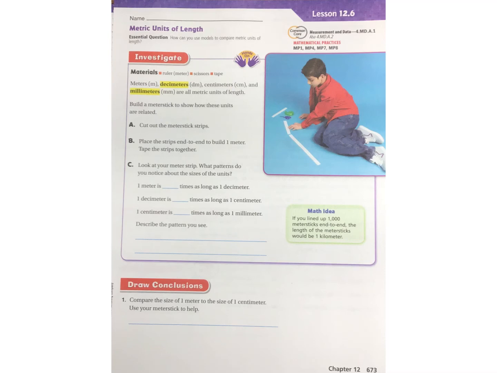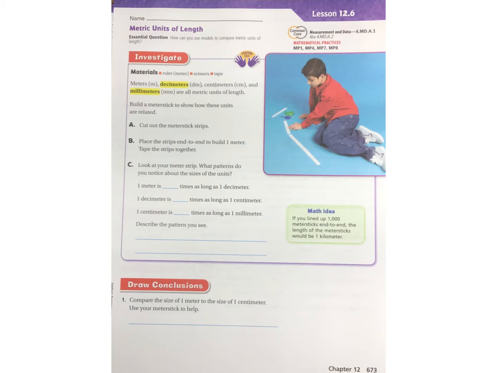This lesson is 12.6 in Go Math. Let's read the title. Ready? Go. Metric units of length. Okay, essential question: How can you use models to compare metric units of length?